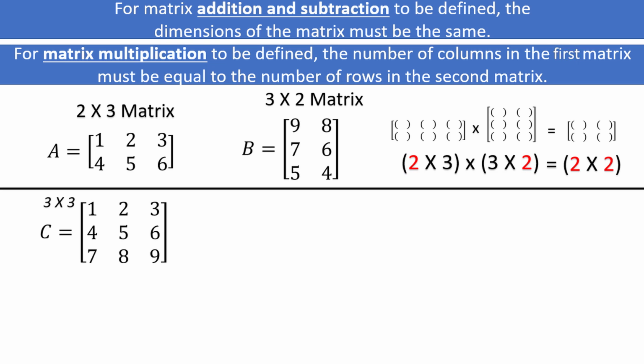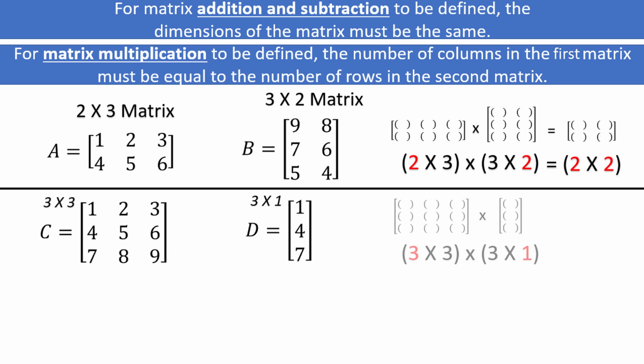Matrix C is a 3 by 3 matrix, and matrix D is a 3 by 1 matrix. The inner dimensions match, 3 and 3, so matrix multiplication is defined for matrices C and D. The resulting matrix will have the outside dimensions, which in this case is a 3 by 1.